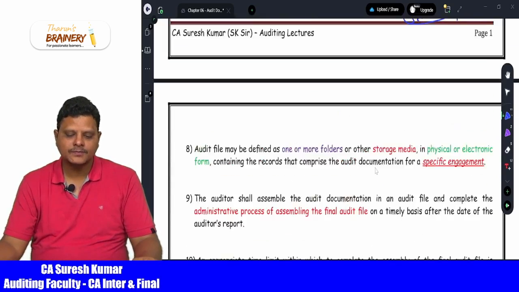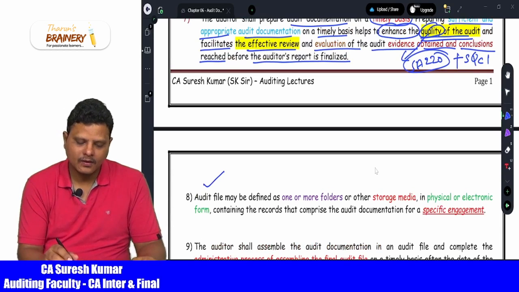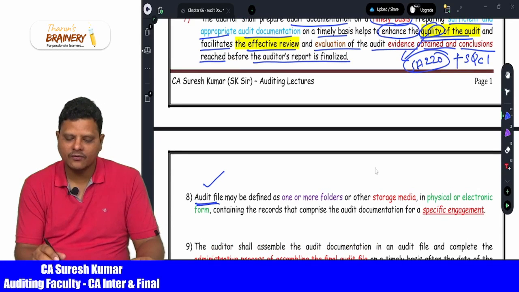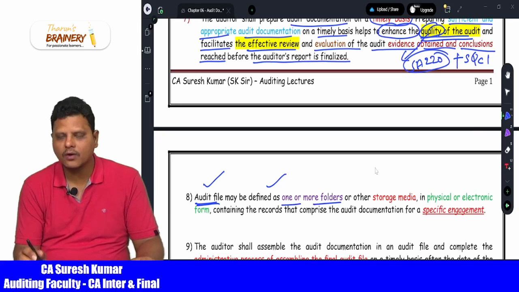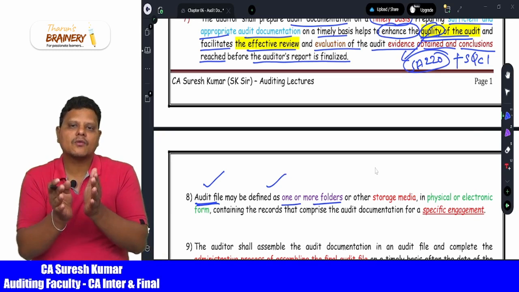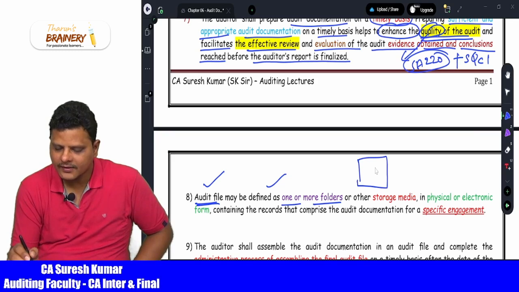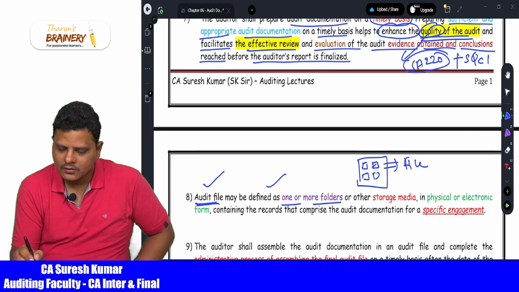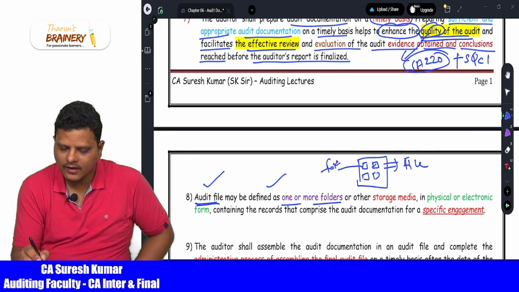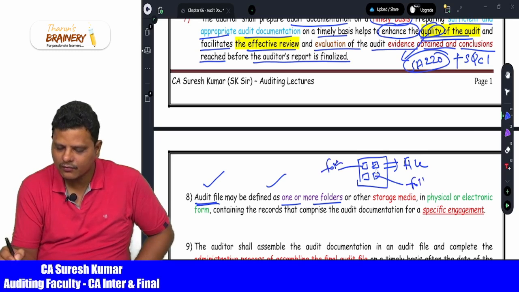Next comes the audit file. So audit file may be defined as one or more folders. That means I am keeping folder by folder. Example, if this is called a file, I can keep various folders inside. So this I am calling a file. This I call a folder. This I call a folder.